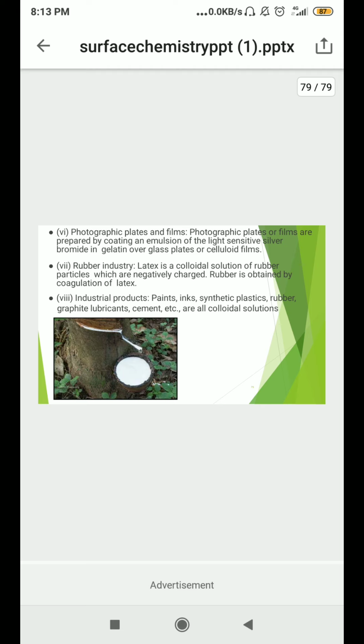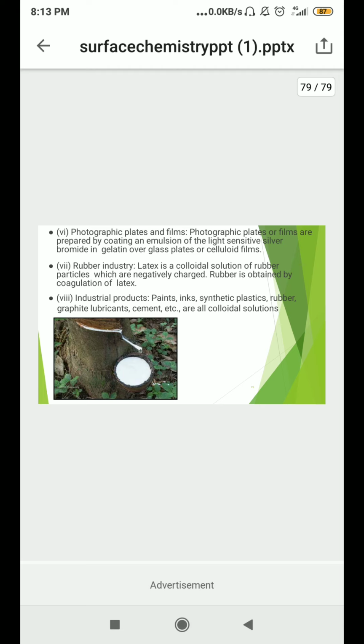Another one is the rubber industry. Latex is a colloidal solution of rubber particles which are negatively charged. This rubber is obtained by coagulation of latex. And the last one is industrial products, that is paints and inks. These are all colloidal solutions. So these are some of the uses which I have mentioned over here.